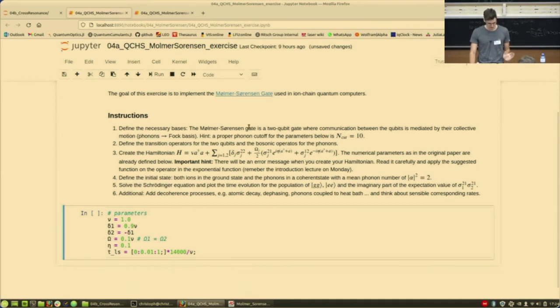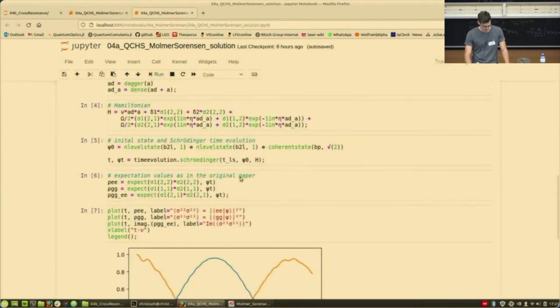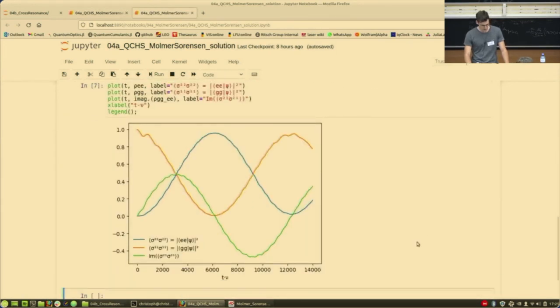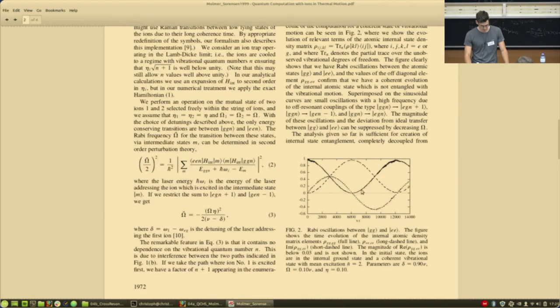Good. That's basically the Mølmer-Sørensen gate. I think you would manage to do this. And in the end, if you calculate everything correctly, you get these three curves here, which are basically the same as these curves in the original paper of Mølmer and Sørensen.